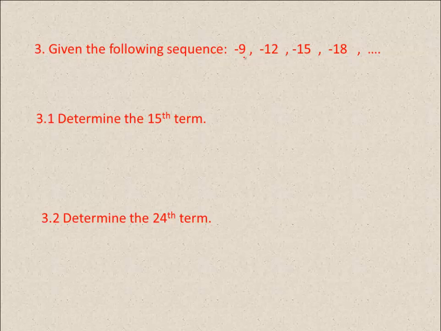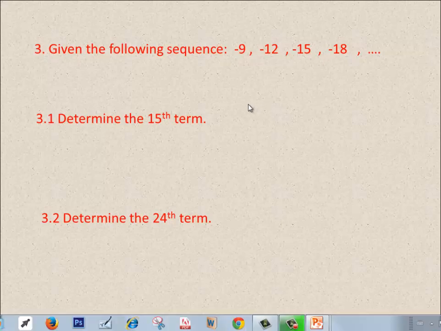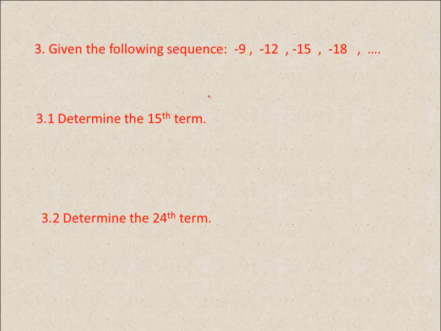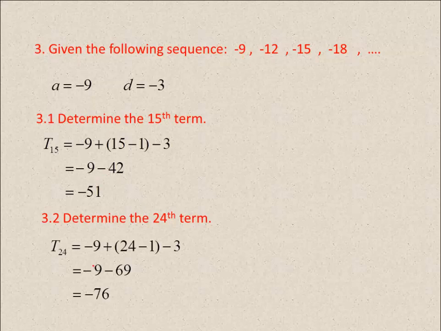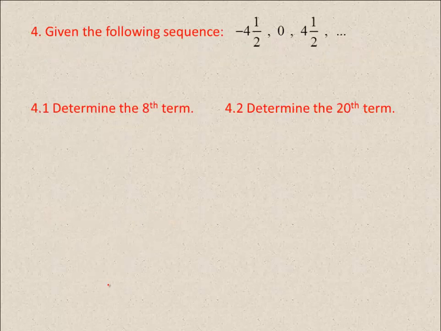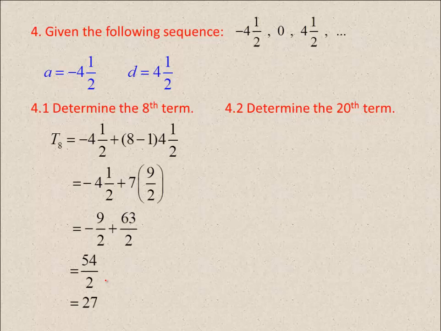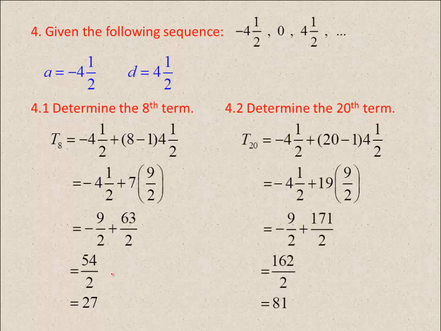Watch the sequence as well. It goes in negatives. A is minus 9, D is minus 12. The 15th term is minus 51. The 24th term is minus 76. Guys, please look at the answers and ensure that you know where you went wrong. I'm not discussing them because they are simple and straightforward. For this one, watch the calculations, especially when we do fractions, it becomes a bit cumbersome. You could make an error.